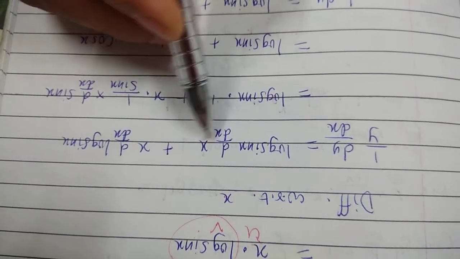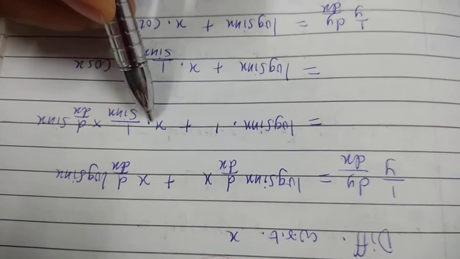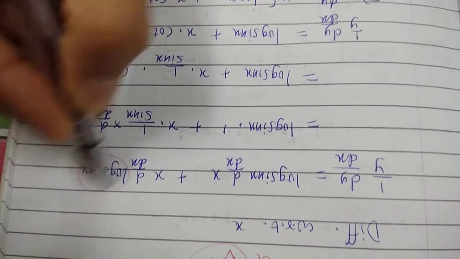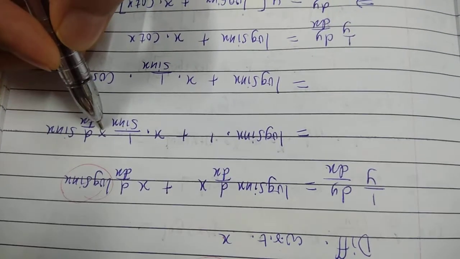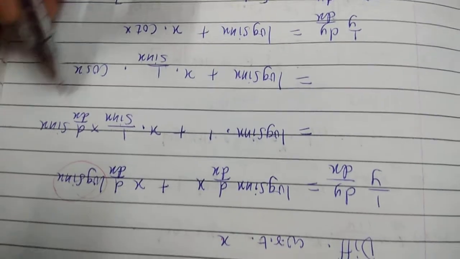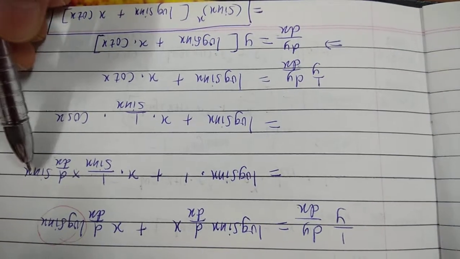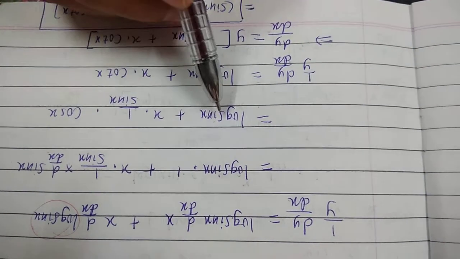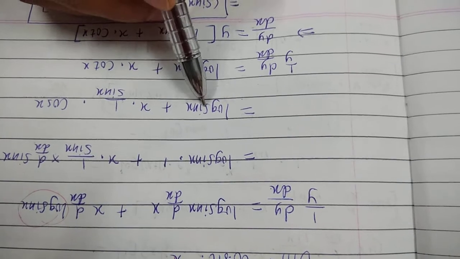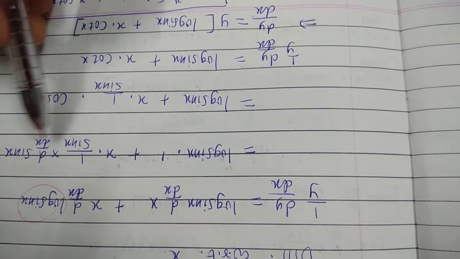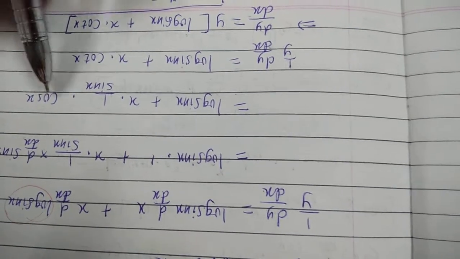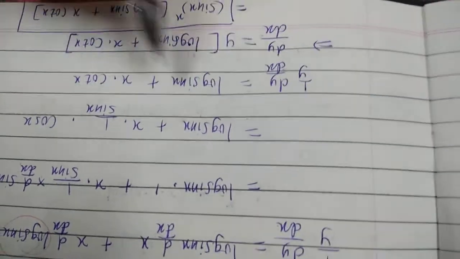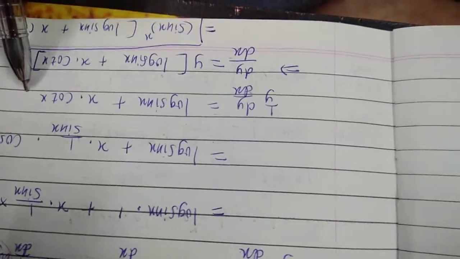Okay, so now take the derivative of x, that is 1, plus x multiplied by the derivative of log of sine. First you have to take the derivative of log, that is 1 upon sin x, multiplied by the derivative of sine, that is cos. So log of sin x into 1 is log of sin x, plus x multiplied by cos upon sine. Cos and sine we can put together as cot x. So our left side is log of sin x plus x into cot x.